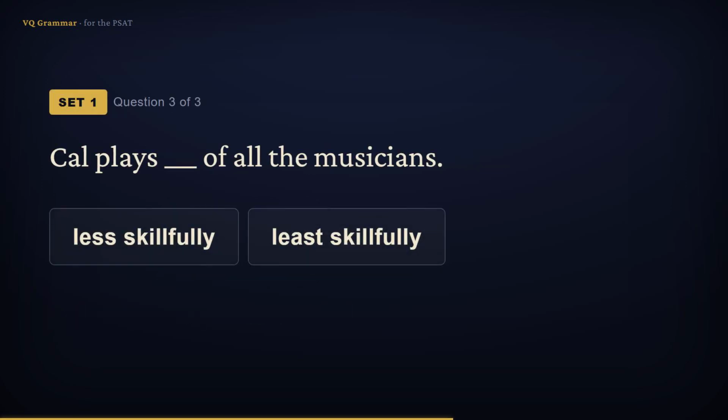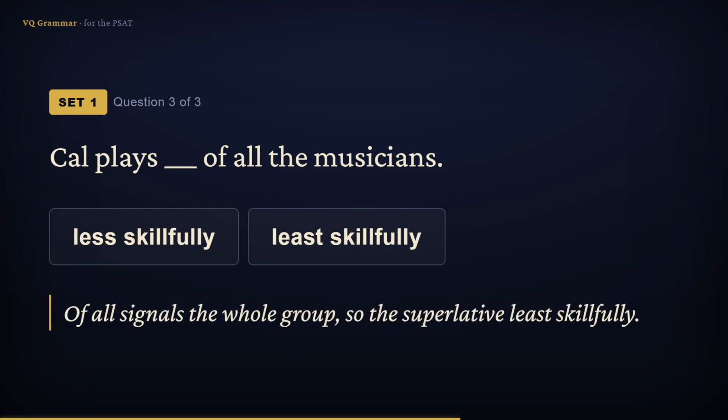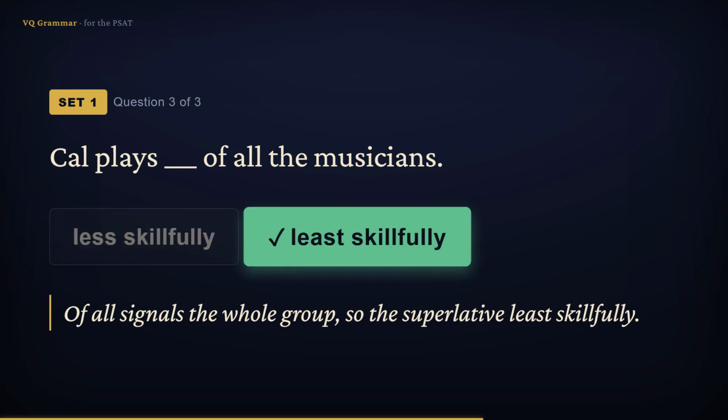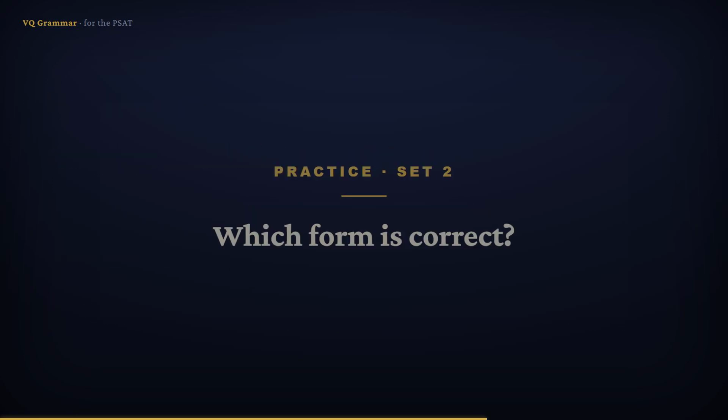Cal plays blank of all the musicians. The phrase of all points to the whole group, so it's a superlative. And here we want the negative form, the bottom of the group, so we use least, not less. So the answer is least skillfully.